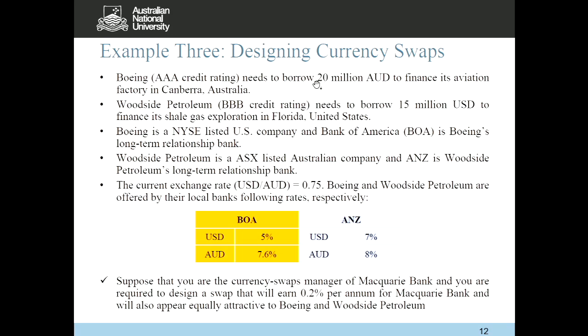Let me say this again. If you're using the spot exchange rate to convert the 20 million AUD, the 20 million Aussie dollar is precisely 15 million US dollar, which means they have identical notional principal, right? Both 15 million US dollar. So that constitutes a basis for a swap.